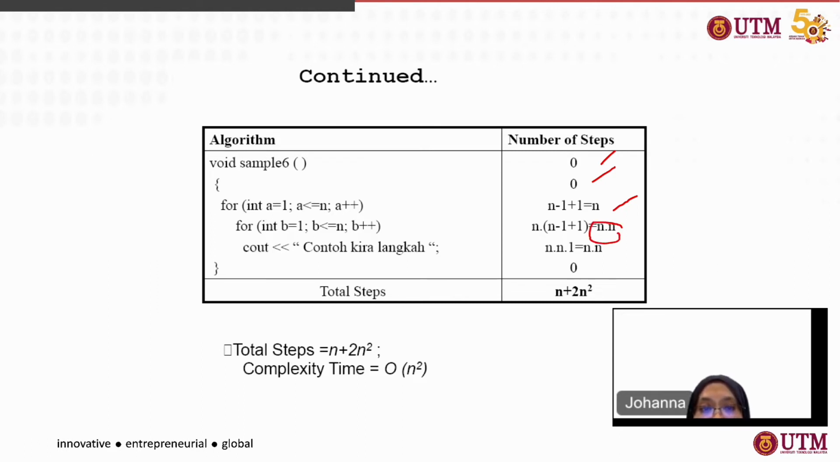Since this for loop is under the for loop, then we have here n times n. And then for this case, we are going to multiply by 1, and it's again n times n. So the total of that will be n plus 2n squared. Okay, so you can see here that the largest factor here is 2n squared. Okay, so that's why the time complexity would be O(n squared). All right.